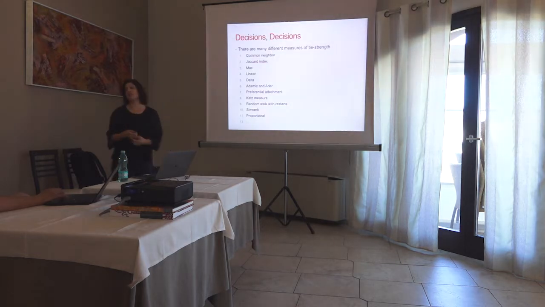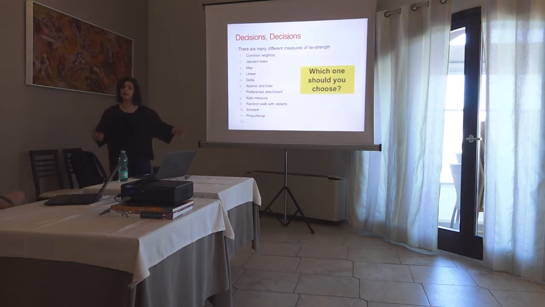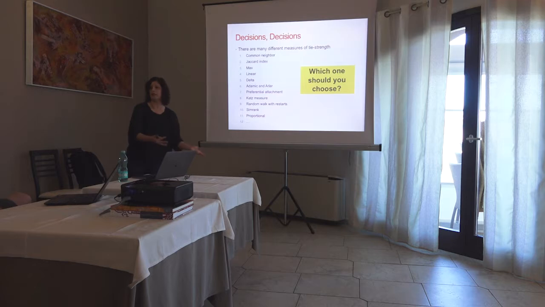But the question is, there are lots and lots of them out there, and how do you pick from them? In fact, as I'm speaking to you now, like 3 people are writing papers about, here's another tie strength measure. So how would you choose? Would you put your hand in a bucket, grab as many as you can, grab a whole bunch of data sets, run them and then see what happens?